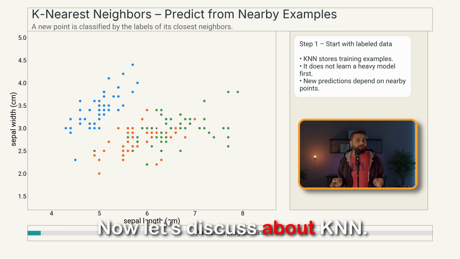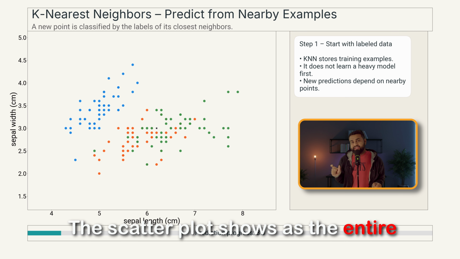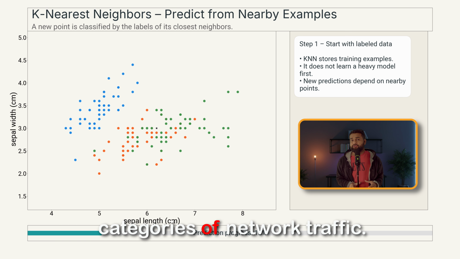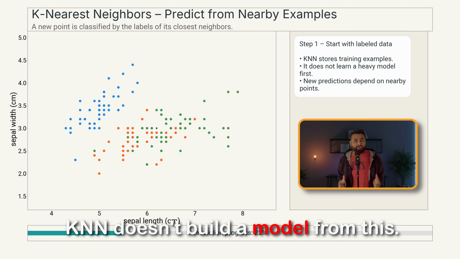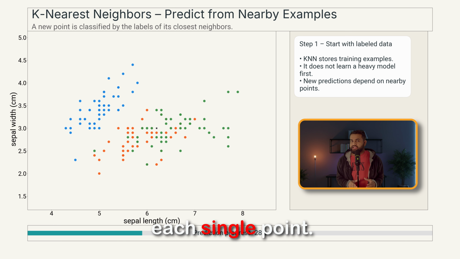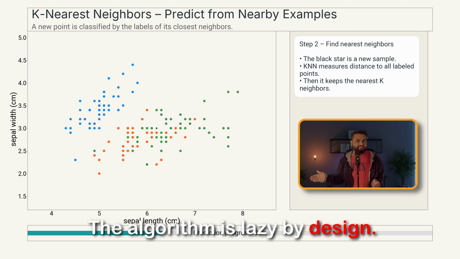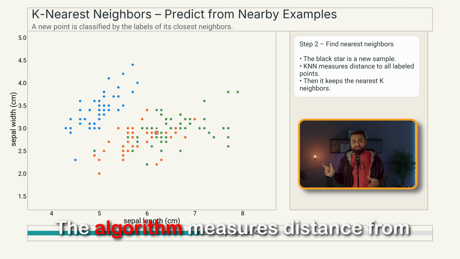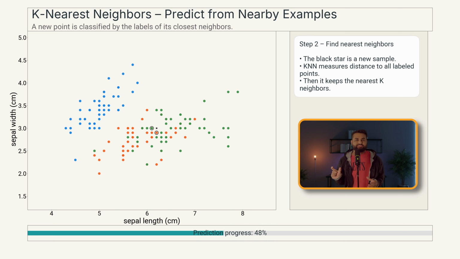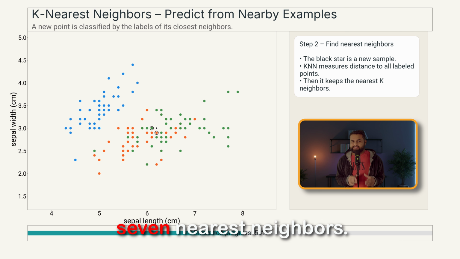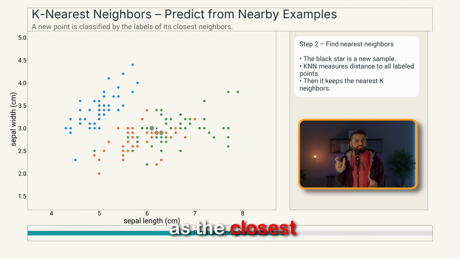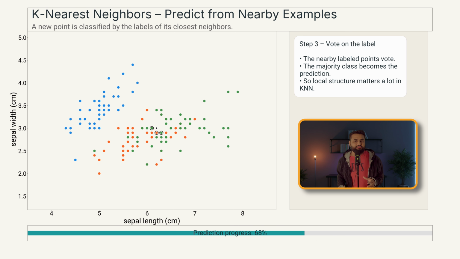Now let's discuss KNN. The scatter plot shows us the entire labeled training set, blue, red, and green dots, representing three known categories of network traffic. KNN doesn't build a model from this. It simply memorizes every single point. The algorithm is lazy by design. A new unknown packet appears, the black star. The algorithm measures the distance from it to every stored sample in the database. Then it selects the seven nearest neighbors. Watch the circles appear one by one as the closest points are identified. Now, majority vote, seven neighbors, seven votes.